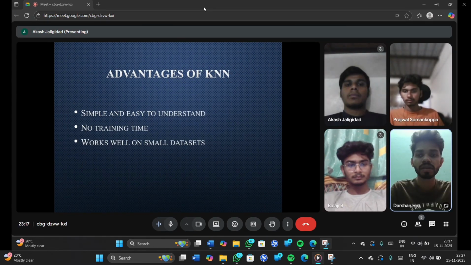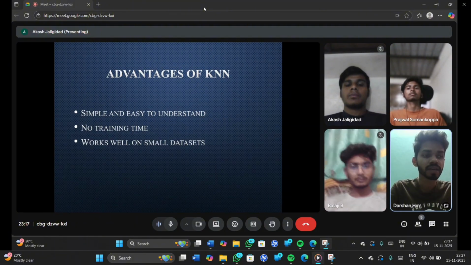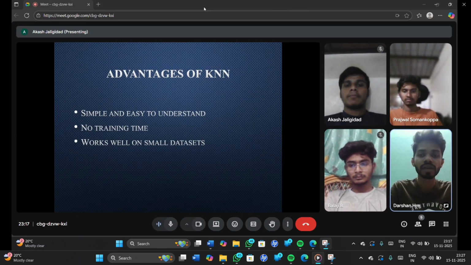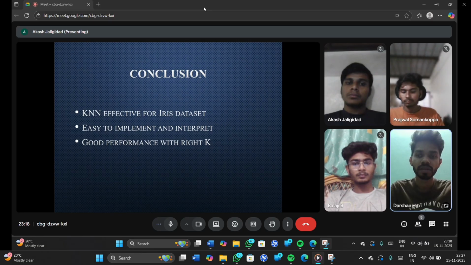Advantages of KNN: simple and easy to understand. KNN is based on distance, with no complex math or training process, so no training time. Since KNN is lazy learning, it does not build a model beforehand. It calculates distance during prediction. It works well on small datasets. When data is small, KNN can give accurate results.